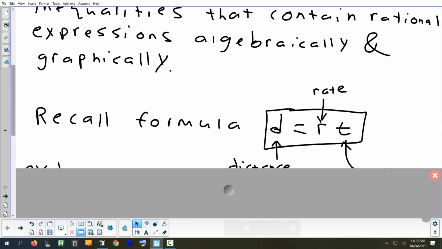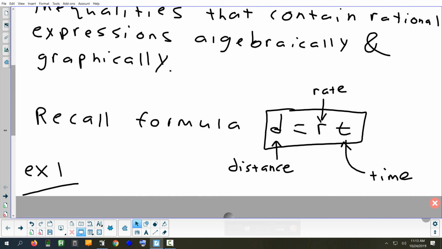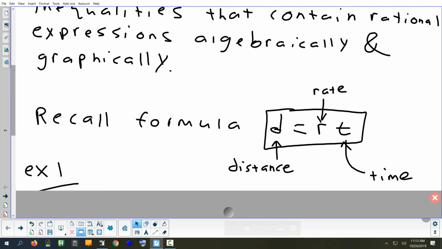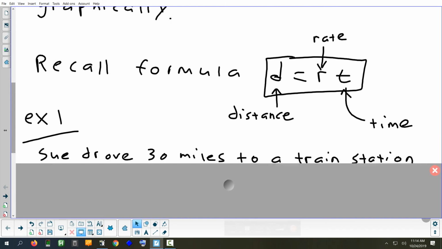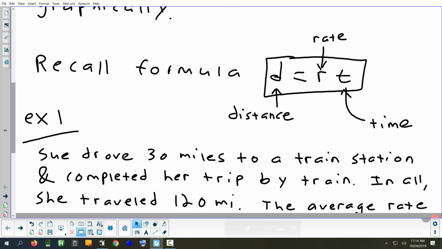So, first word problem we're going to do, we need this formula. Distance equals rate times time. D is distance, R is your speed, and T is the time. That's all you need for example 1, okay, as far as formulas. So, let's just read through the problem and then see if we can figure it out.